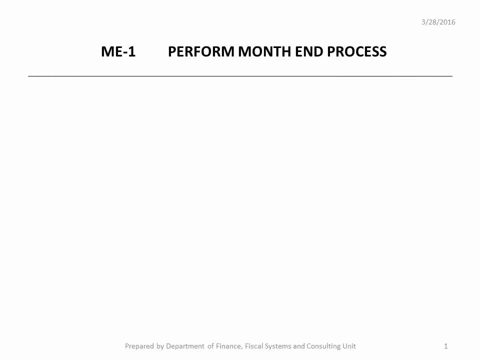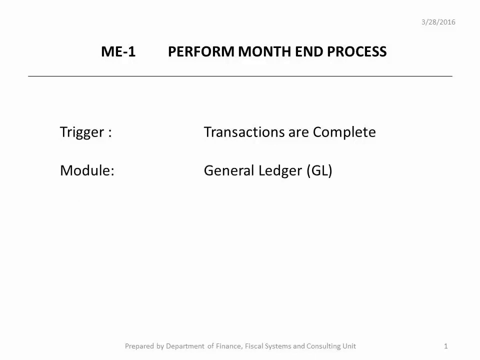In this session, we will talk about the activities necessary to perform the month-end process. The trigger for this process is ensuring the transactions are complete. These transactions are a part of the General Ledger module. The GL processor and the GL reporter are the roles responsible for these activities.